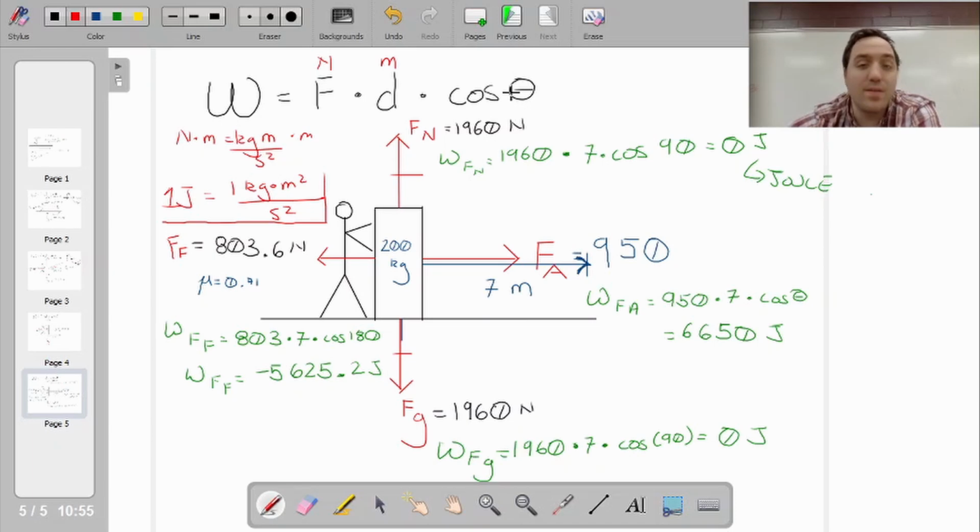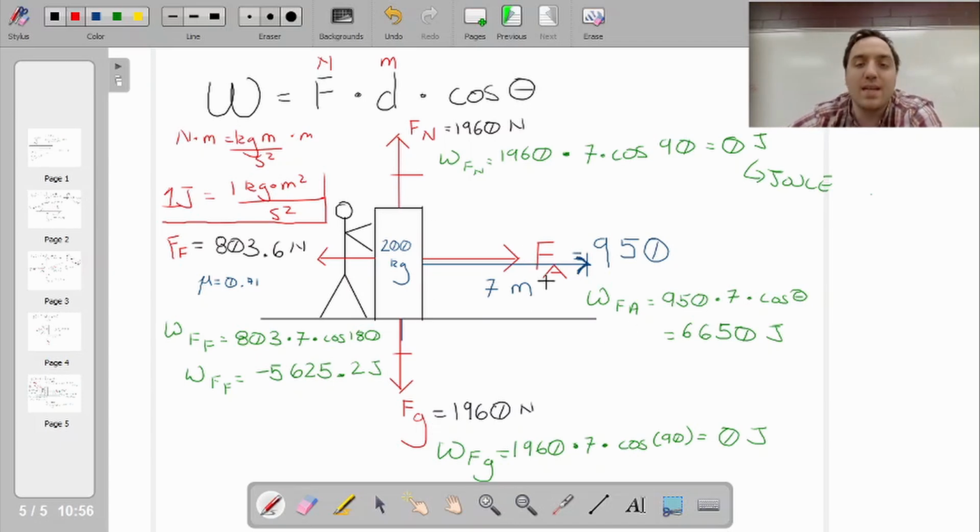For the normal and the gravity, it's really easy. 1960 times 7 times cosine of 90. Cosine of 90 is 0. 0 times anything is 0. That means that the normal force and the force gravity both do 0 joules of work. This idea that the force must cause the displacement or work against the displacement is very important. If the force does not have a component or part in the direction of the displacement, it will do no work. It is not causing that displacement.